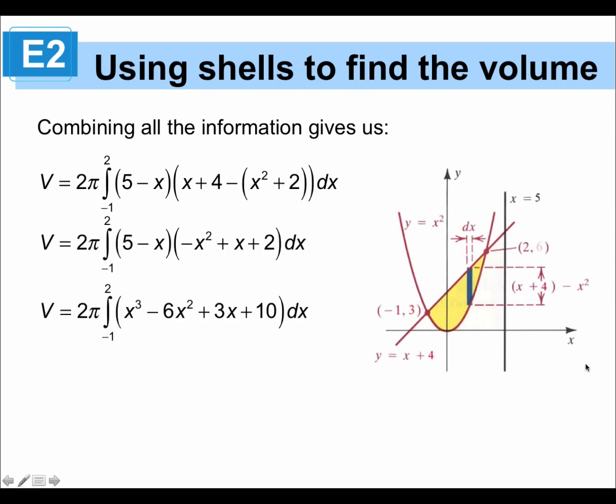How'd you get all those again? Okay, so reviewing. This is the distance away from the axis of revolution, right minus left. This is the height of that rectangle, top minus bottom. That's the thickness of the rectangle, base times height. There's a 2 pi out in front because it's a shell, and those are my limits of integration because I'm going from there to there.